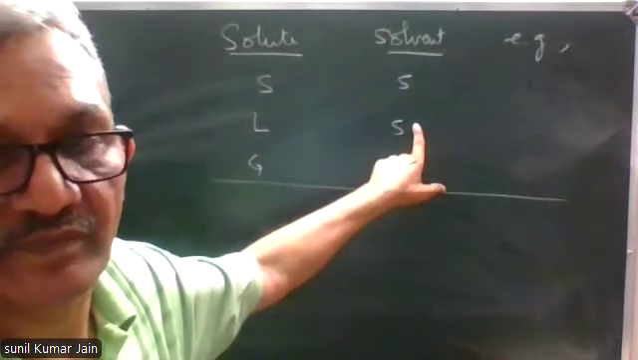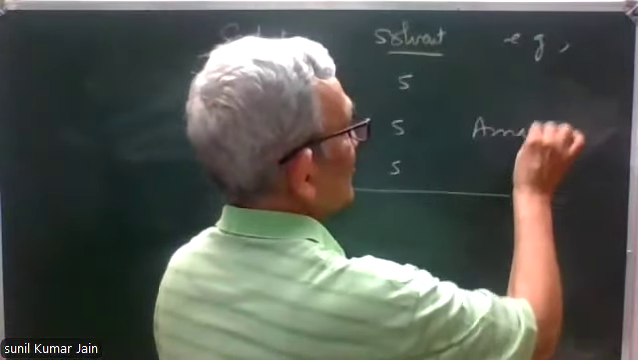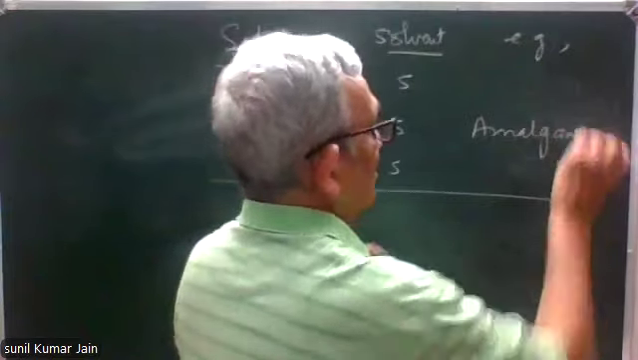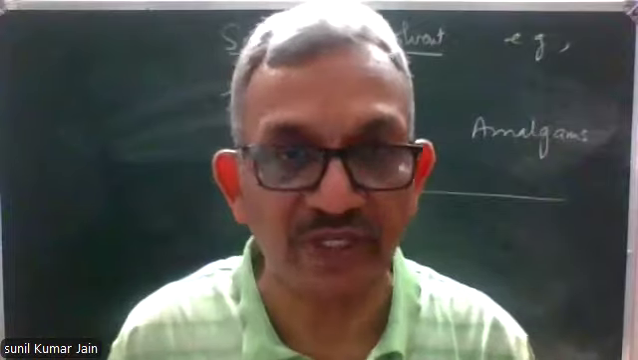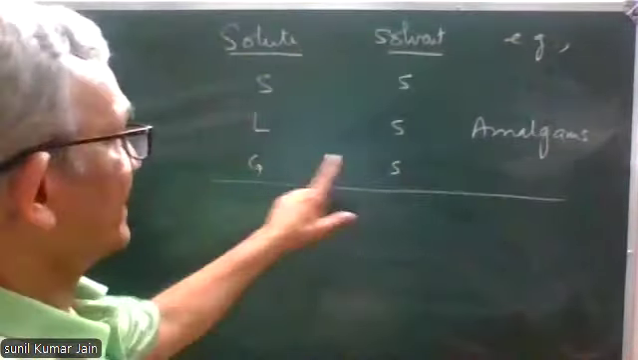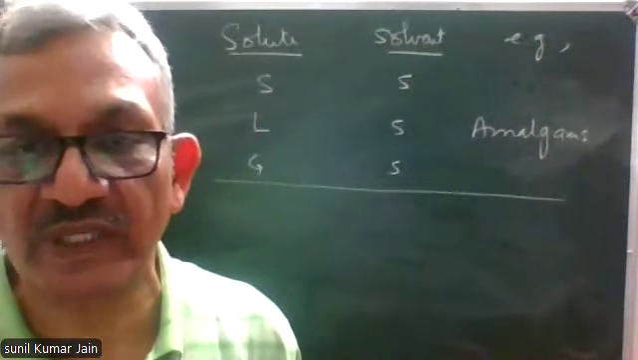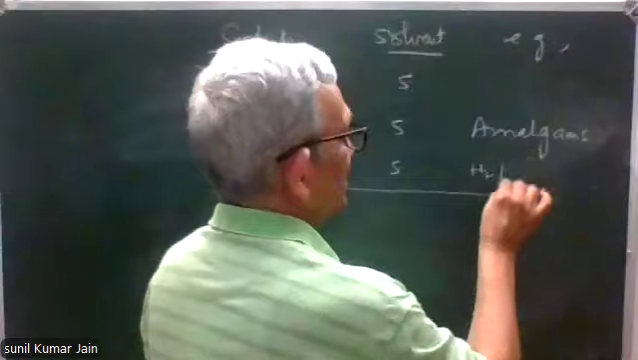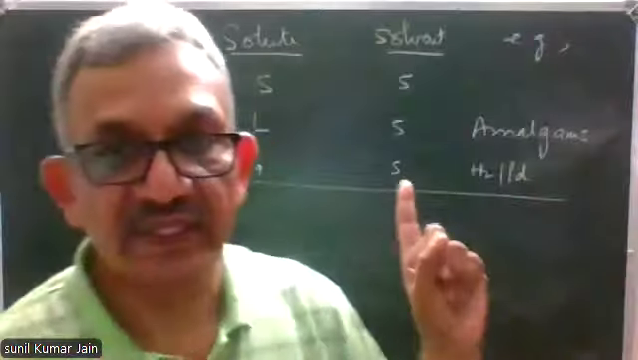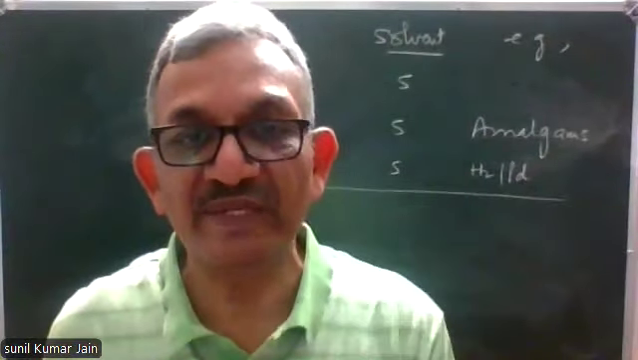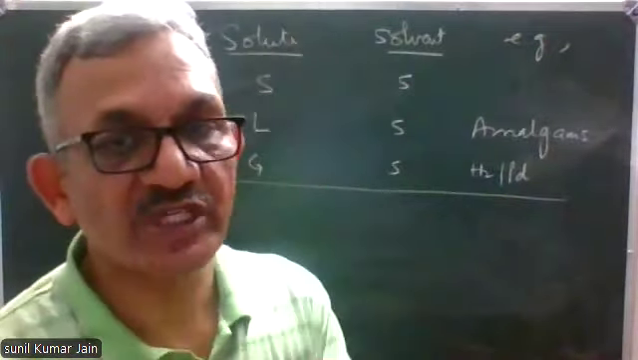Liquid in a solid. For example, amalgams. You know, amalgams are alloys in which one of the metals is mercury. Third, gas in a solid. A very important reducing agent used in organic chemistry is hydrogen occluded in palladium. In this, palladium is used in the form of fine powder so that hydrogen and palladium metal form a homogeneous mixture.